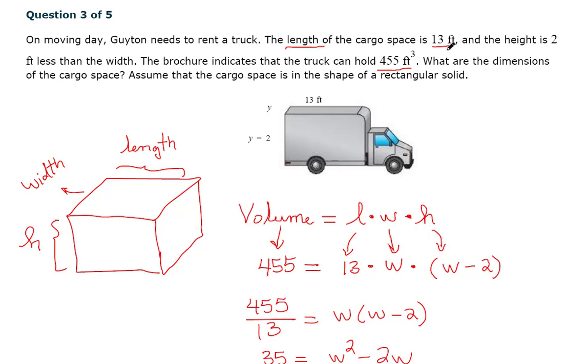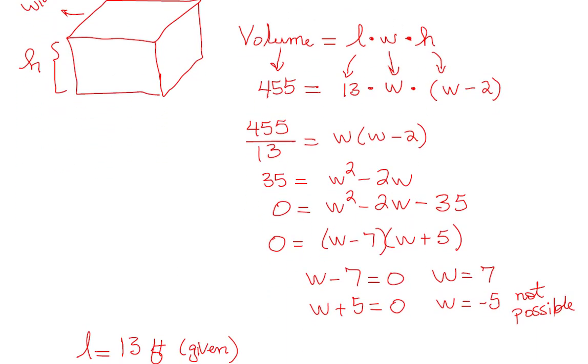Length is 13. Okay, that's straight away. Just fill that in. Height, what do I know about the height? Height is 2 feet less than the width. So I don't know the height. All right, all I know is it's shorter than the width. All right, so I fill all that stuff in. Now I'd like to reduce these numbers if possible. And it turns out that if I divide everything through by 13 here, then I get a nice number. So I'm going to go ahead and do that.